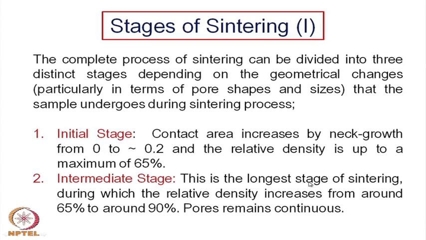The whole process of sintering has been subdivided into three different stages. The complete process of sintering can be divided into three distinct stages depending on the geometrical changes, particularly in terms of pore shape and size, that the sample undergoes during sintering. Basically, during sintering the sample undergoes geometrical changes, particularly in pore size, pore volume and distribution, and also the mechanical strength increases, densification increases, and so on.